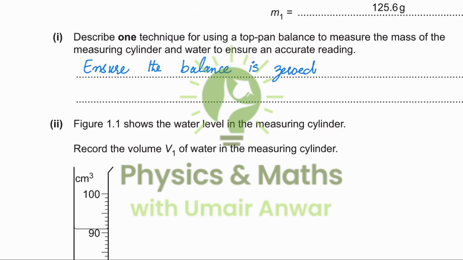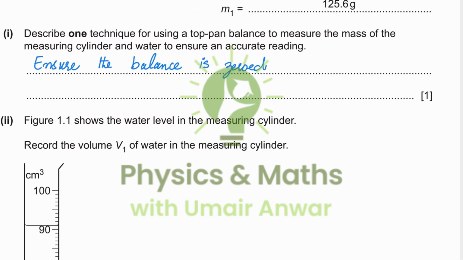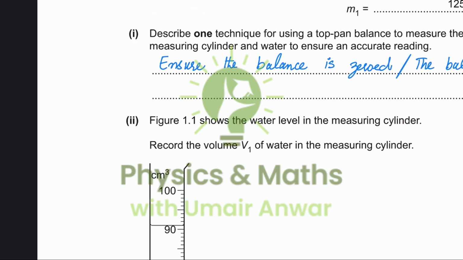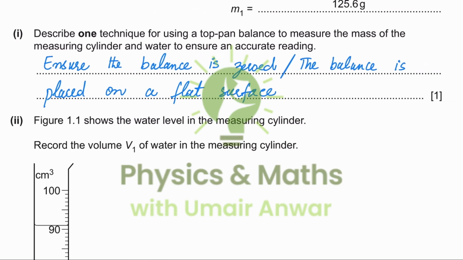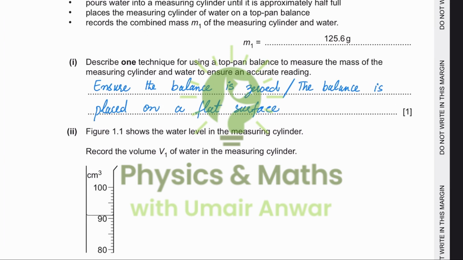The other answer which we could write here could be that we need to check that the balance is on a level or flat surface. So the other answer could be, the balance is placed on a flat surface. So that will also ensure that the mass of the measuring cylinder is calculated correctly. And we could also write down that we have to wait for the reading to stabilize before recording our answer. So any one of the points could be written over here.